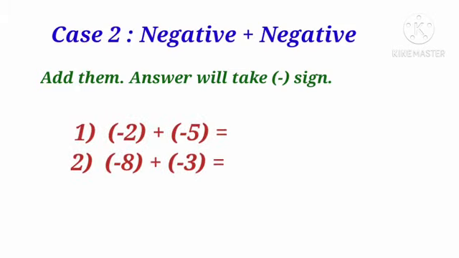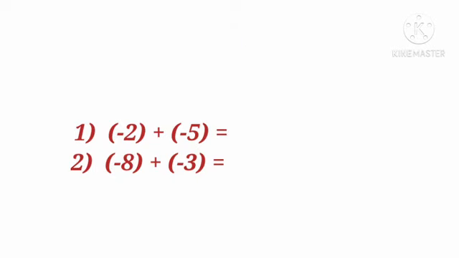Here, what is minus 2 plus minus 5? Yes, you are right. The answer is minus 7, a negative integer. Children, what is minus 8 plus minus 3? Yes, again you are right. Answer is minus 11. So when we add two negative integers, the answer will be a negative integer.